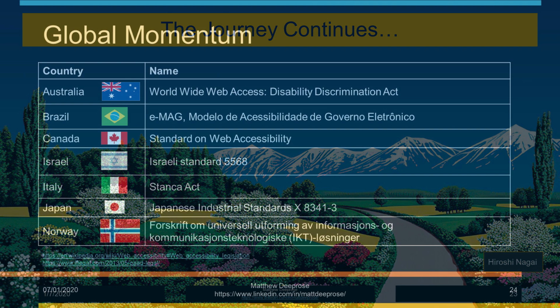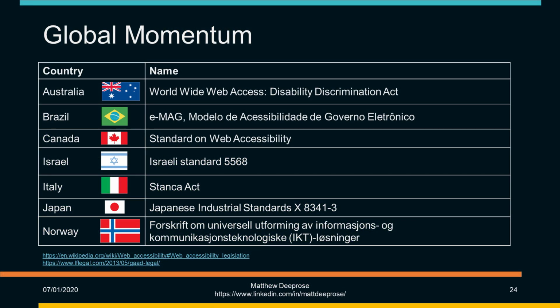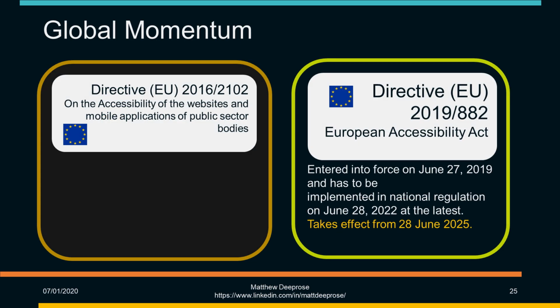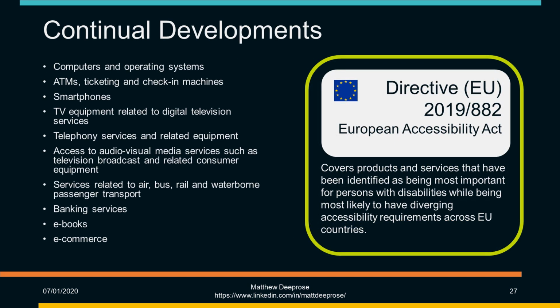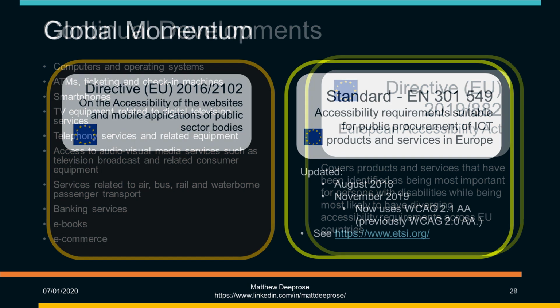It is a worldwide concept. There's lots of regulations coming up around the world that do similar things. And there's continual momentum. For example, the European Accessibility Act is going to come into effect from the 28th of June 2025, and that covers quite a few more wider areas. So there's certainly a lot of movement in this area coming along.